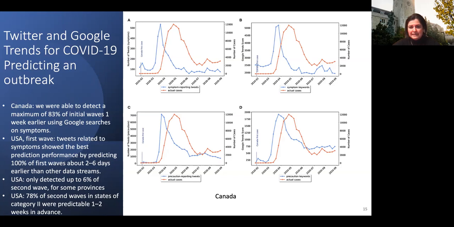Yes, we were. In Canada, we were able to predict 83% of cases for the first wave. In the US, it was 100%. The US got it a little bit later than Canada, so I think people were more aware of it. They were tweeting, everybody was scared, and many organizations were tweeting.